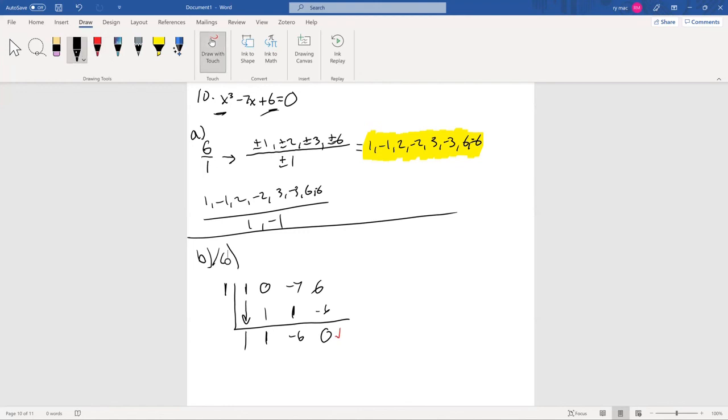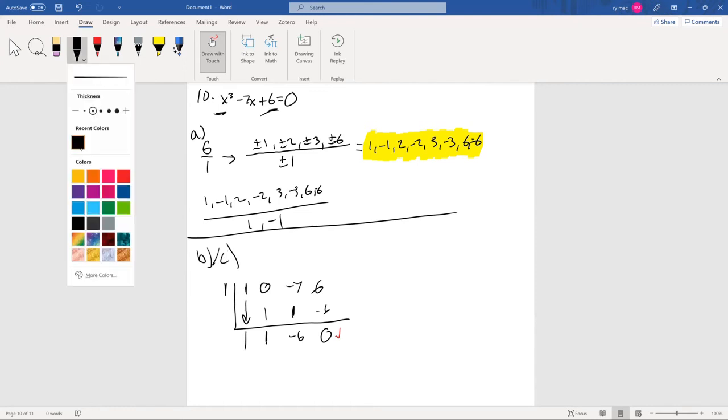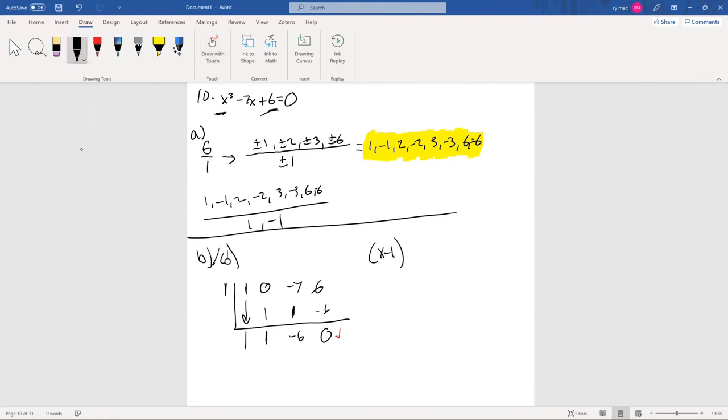What might happen is maybe you do get a remainder here. If 1 doesn't work out, just move on to the next. Just keep doing synthetic division until you get one that ends with 0. Because now we know that x minus 1 is one of my factors for this all the way up here.